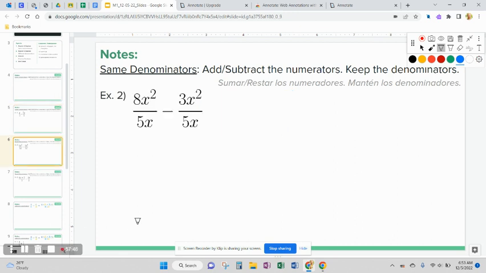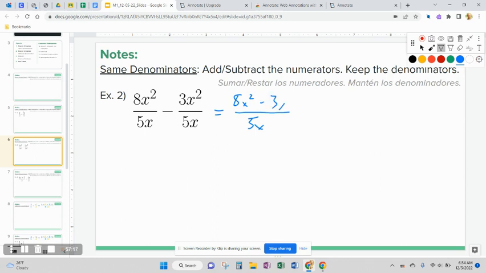Okay, let's start trying this on your own. For example 2, 8x squared over 5x minus 3x squared over 5x. Addition and subtraction don't change anything. We just want to check and see if the denominator is the same. Go ahead and pause your screen and try this on your own, and then come back and check it against my work. Since we do have the same denominator, we can keep that at the bottom, and we can simply handle the subtraction problem up top.